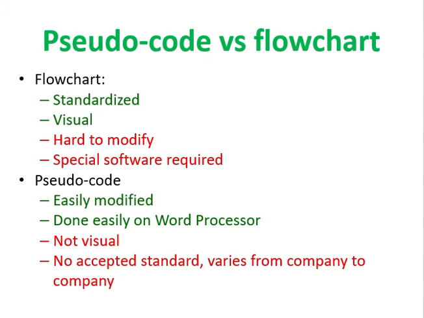Finally, the pseudocode versus the flowchart. How we differentiate is that a flowchart is standardized, visual, hard to modify, and special software is required to design it. On the other hand, pseudocode is easy to modify and done easily in a word processor, notepad, or any other. We adjust the statements easily. It is not visual, there is no accepted standard, and it varies from company to company depending on the environment used to write the pseudocode.